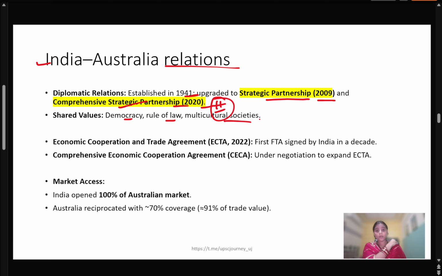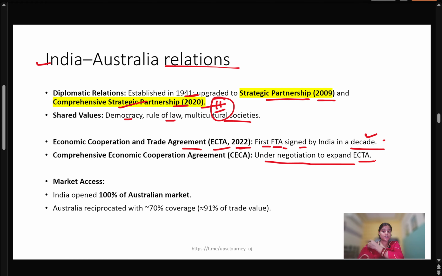Talking about economic cooperation and free trade agreements. ECTA 2022 is the first FTA signed by India in a decade. In 2022, we signed a free trade agreement with Australia, and it was the first in a decade. A Comprehensive Economic Cooperation Agreement is under negotiation as an extension to ECTA.